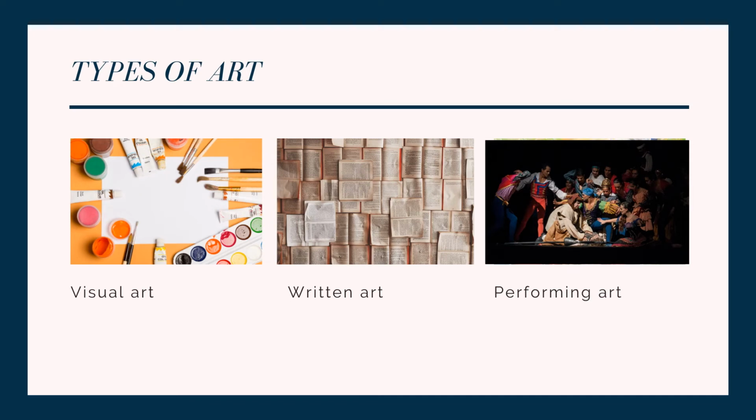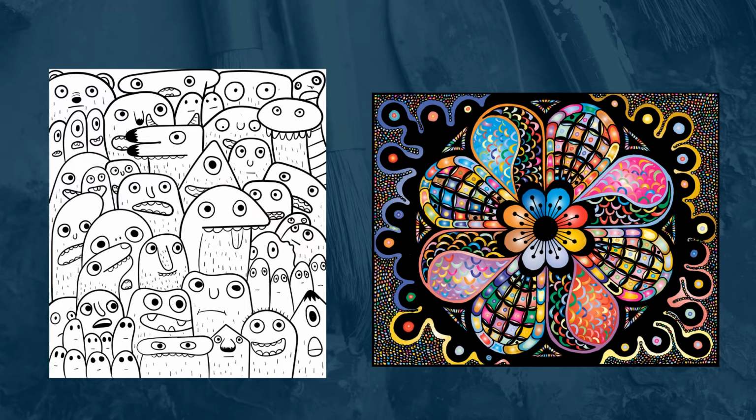Now that we have sort of revised the types of art, visual art, written art, and performing art, it's time to discuss something else. Take a look at these 2 examples. Is this art? Do you know what these are? These 2 are examples of doodle art.